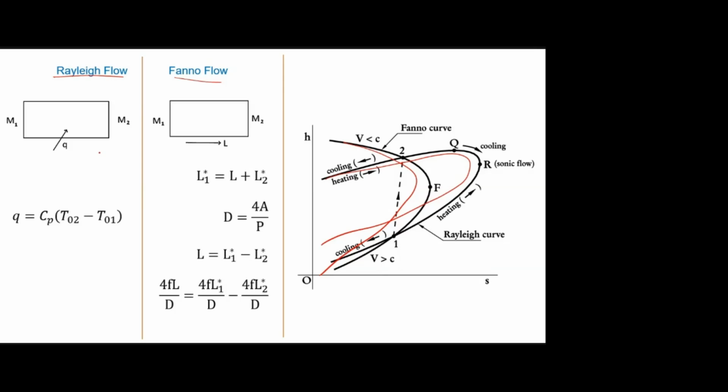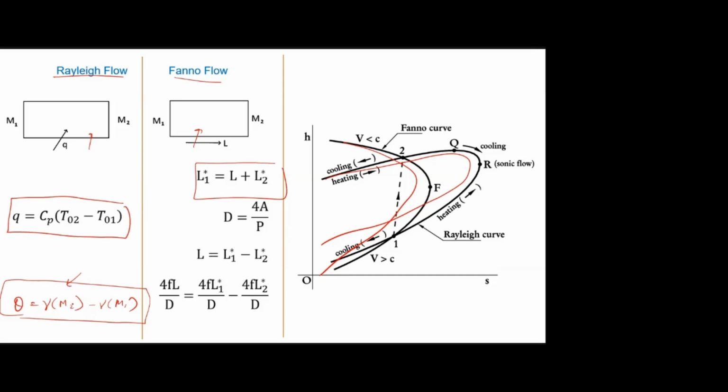Here also we have a separate gas table for Rayleigh flow and Fanno flow. In addition to that gas table, you should remember these formulas to solve the problem. Like in the expansion fan, we use this formula, right? Theta is equal to nu of M2 minus nu of M1. Even though we have a gas table, this formula is necessary. Similarly, in Rayleigh flow, this Q formula is compulsory to solve the problem. In Fanno flow, this length formula is compulsory. You should remember these in addition to the gas table. I will start with Rayleigh flow now.